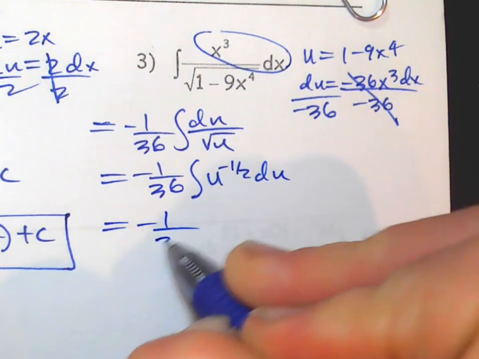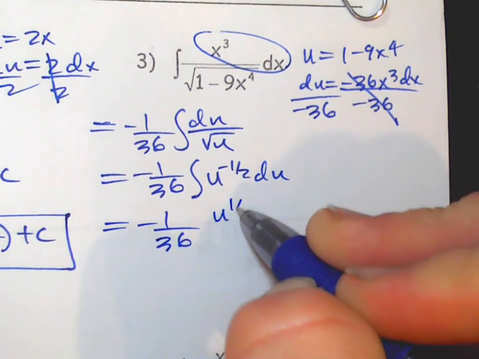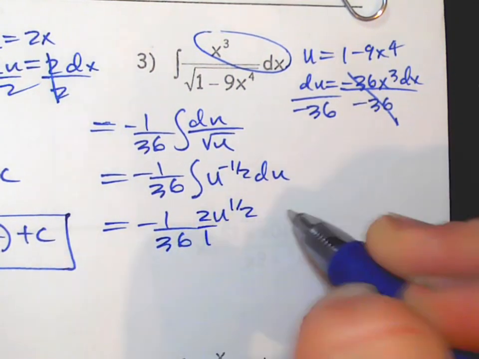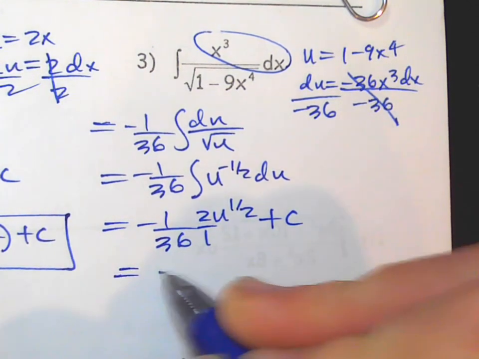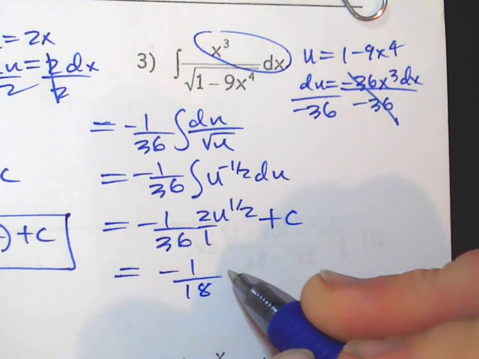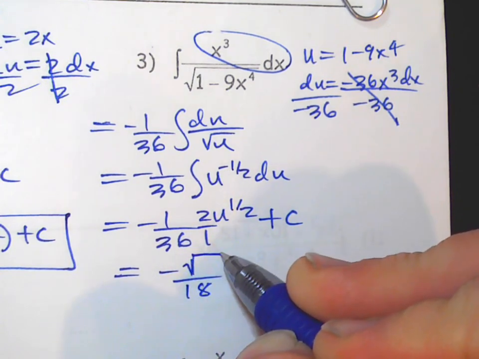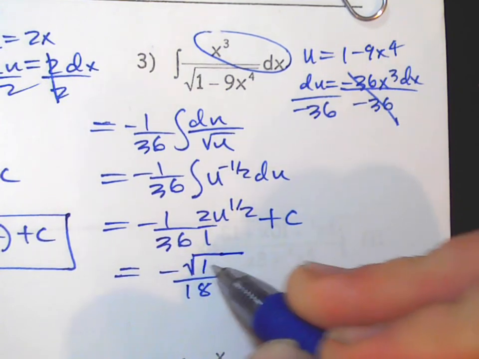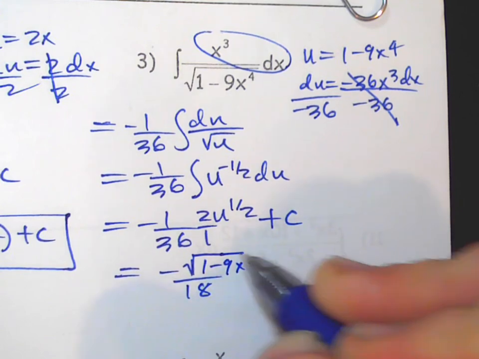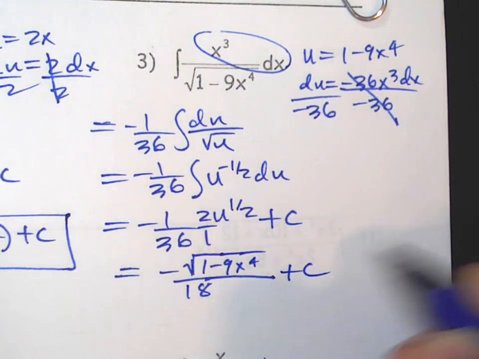So you're going to increase the exponent by 1 and divide by the new exponent, multiplied by the reciprocal, plus c. It's going to be negative 1/18 square root of 1 minus 9x to the 4th plus c.